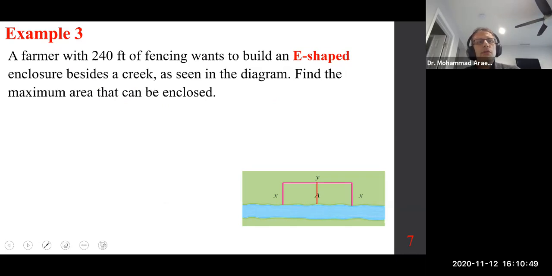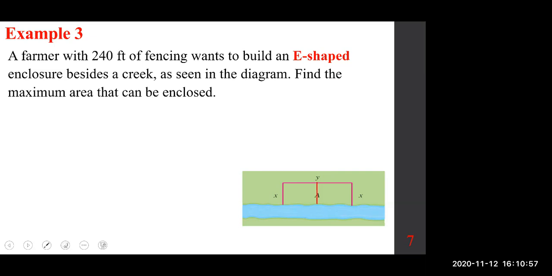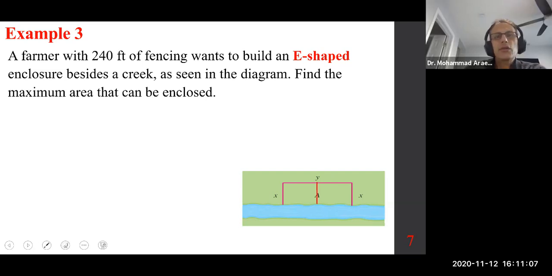Again, a similar question. Could somebody read this question for us, please? Could somebody read this, please? A farmer with 240 feet of fencing wants to build an E-shaped enclosure besides a creek, as seen in the diagram. Find the maximum area that can be enclosed. Fantastic. Thank you so much, Ethan.